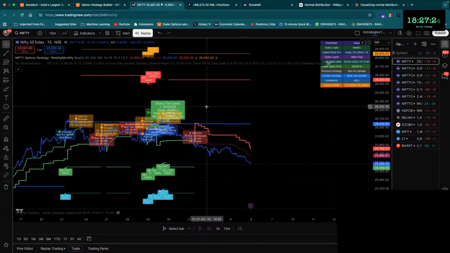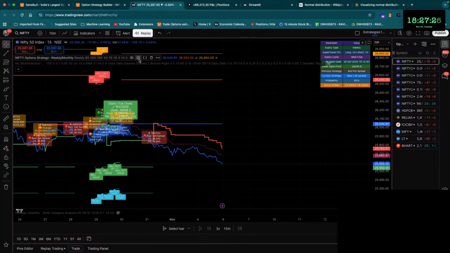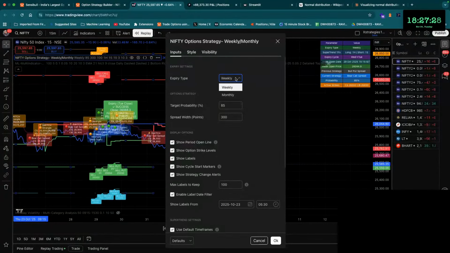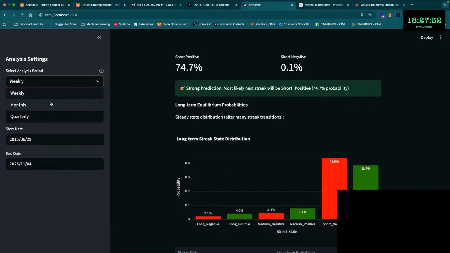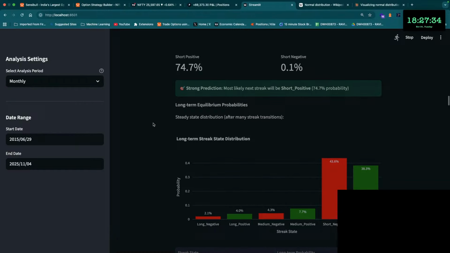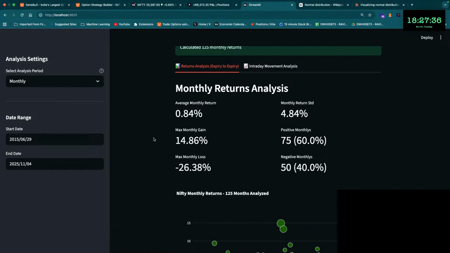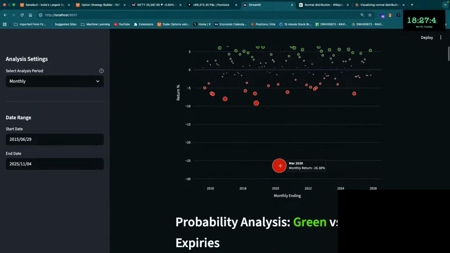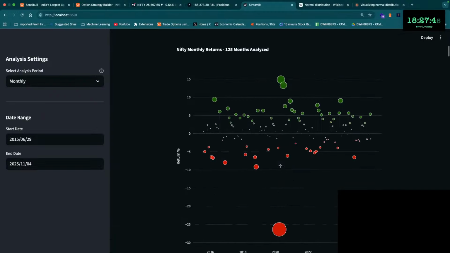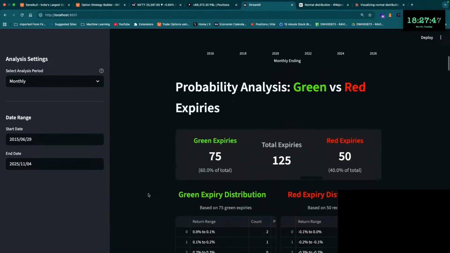So the way it works, before I play with this, there is a weekly and there is a monthly. In fact, I did not show you monthly here. Here you have an option to do monthly also, and monthly does the same thing. If you pick up this data, it shows one massive monthly drop of about 26.38%. This is during the COVID time, and then you have a recovery post that.